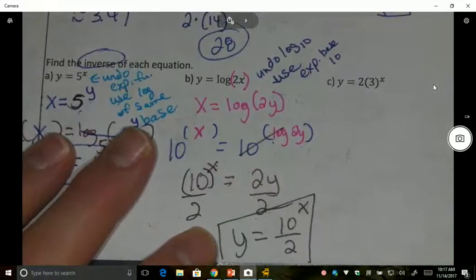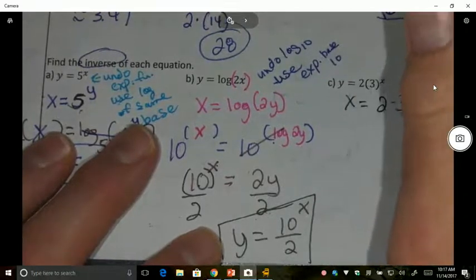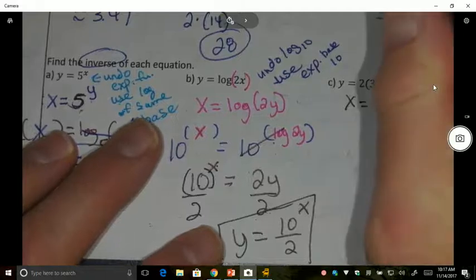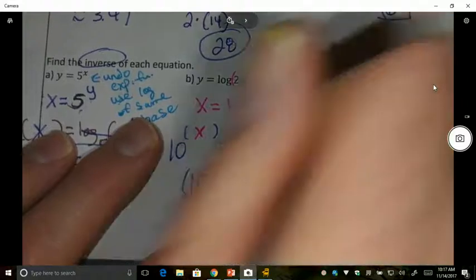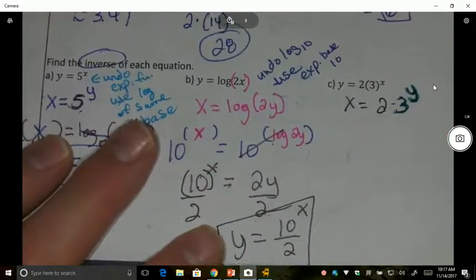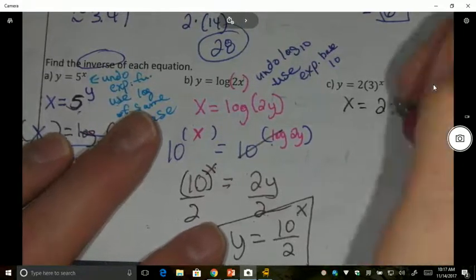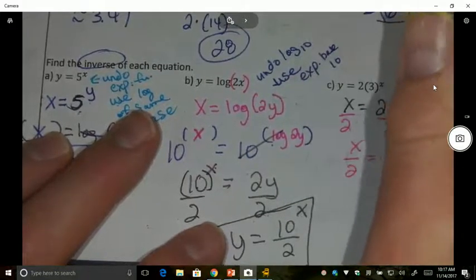Letter C, what should I do first? Switch x and y. What do you think I should do next? Any suggestions? Taylor, any suggestions? No? Well, is this whole thing the exponential expression or just part of it? Just part of it. So it's not by itself yet, right? So what am I going to do to get it by itself? Divide by 2. So I now have x over 2 equals 3 to the y.